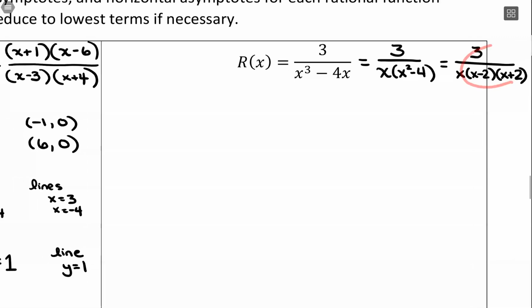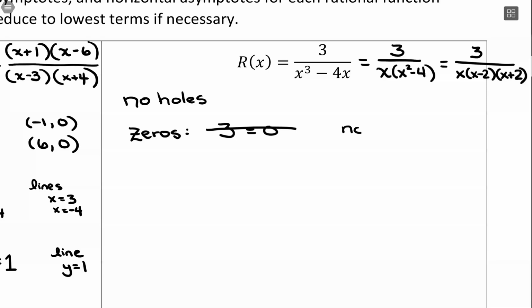And then I look and see if anything can cancel, which it cannot. So with that, this will also have no holes. For the zeros, we take our numerator and set it equal to 0, which in this case gives a false statement. So that's not true. What that tells me is that there are no zeros for this graph. So we are not going to cross the x-axis, which is completely fine.